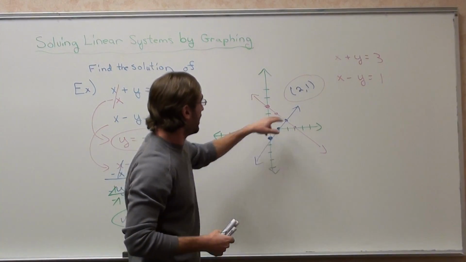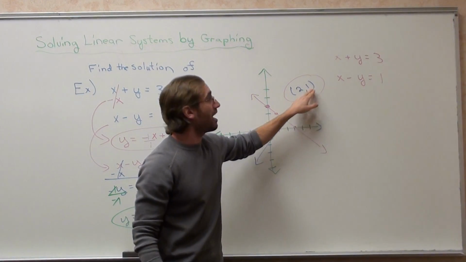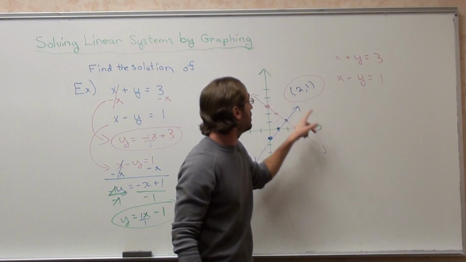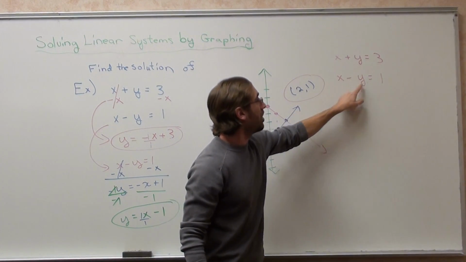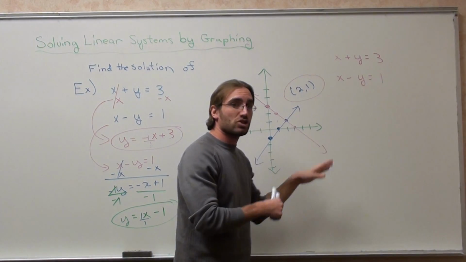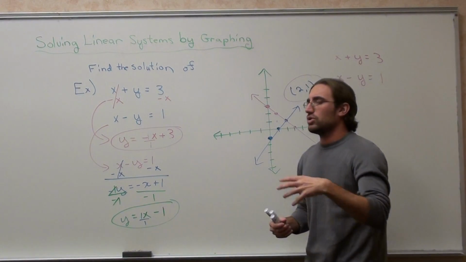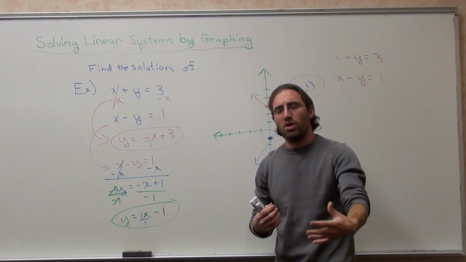So when I substitute them in, my x value is 2 and my y value is 1. 2 plus 1 is equal to 3. 2 subtract 1 is equal to 1. So that story checks out. That proves that it's a solution. Now, students say, well, what's the use of that? Why did you go ahead and tell me that?